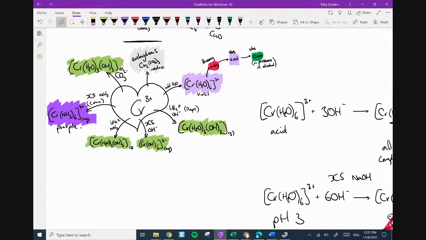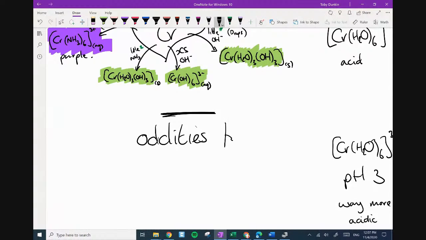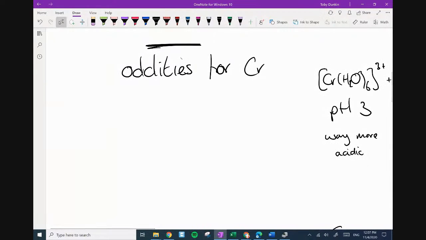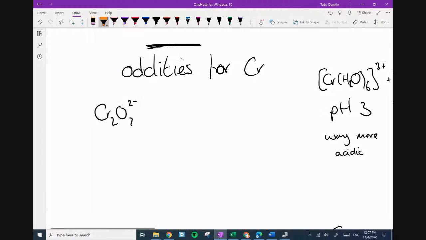Now what we need to do is talk about chromium's oddities. So this is our oddities table. Oddities for chromium. And yes, it has a few. So first one, the dichromate ion. You've been learning this, guys, since AS. This one is my favorite compound in terms of color. It is highlighter orange. Love the dichromate ion. It's beautiful. Potassium dichromate, bright orange.